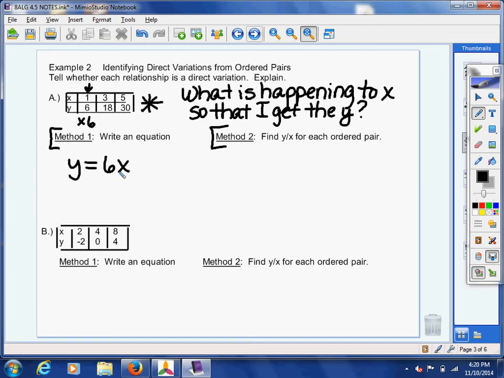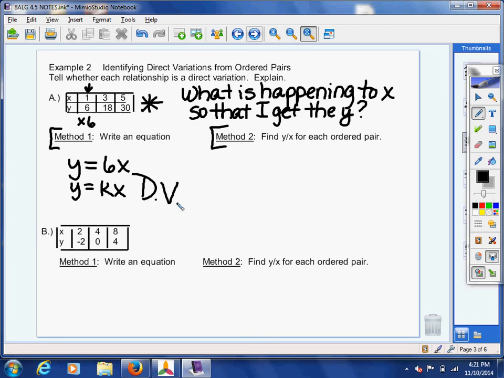Now, I have to see whether this is a direct variation, so I'm going to put my direct variation equation right underneath it. And everything matches up perfectly. The y, the equal sign, the 6 is over the k, x is over x, and it is definitely a direct variation. So, definitely so. So you could do it that way.